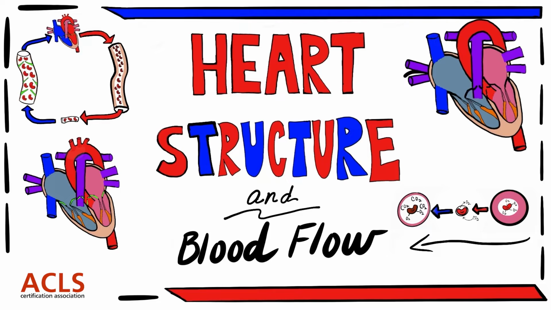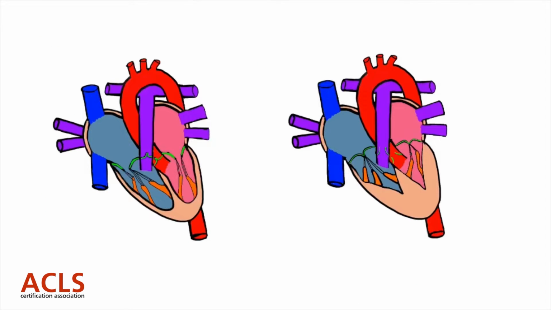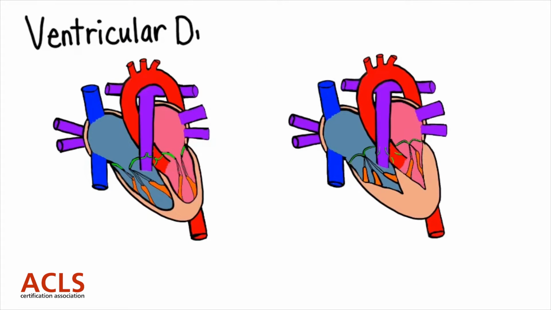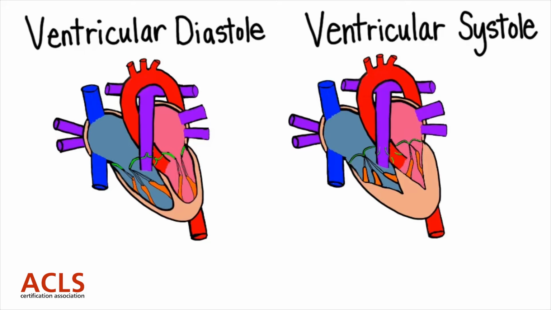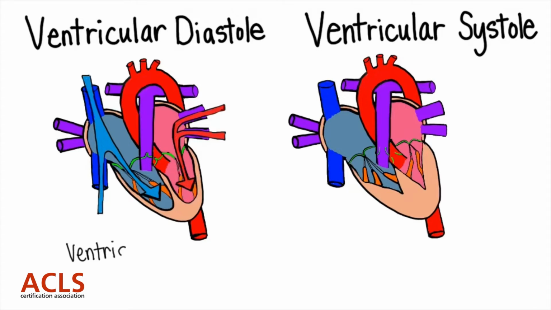Now, let's get started. Let's compare ventricular diastole, when the ventricles are between contractions, with ventricular systole, when the ventricles are contracting. During ventricular filling, the left side of the heart fills with oxygenated blood from the lungs, and the right side of the heart fills with deoxygenated blood returning from the systemic veins. So during this time, the ventricles fill with blood.